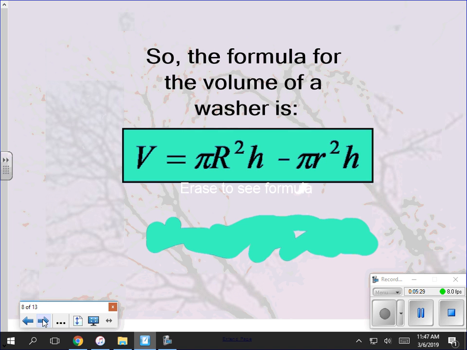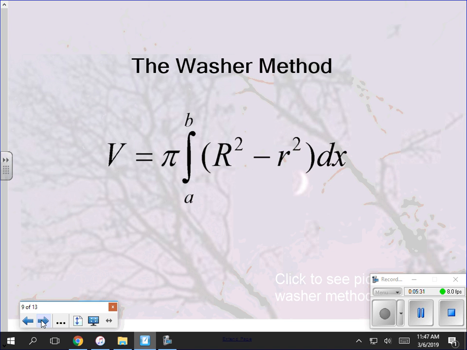If we take that h and factor it out, this is what we get. This is the formula you need to have. Factor out the pi in front, factor out the h. The h is our dx.